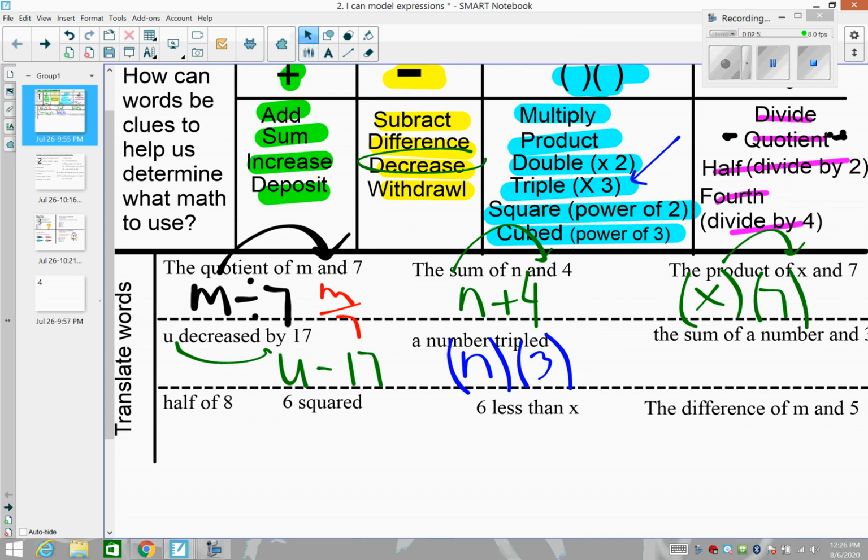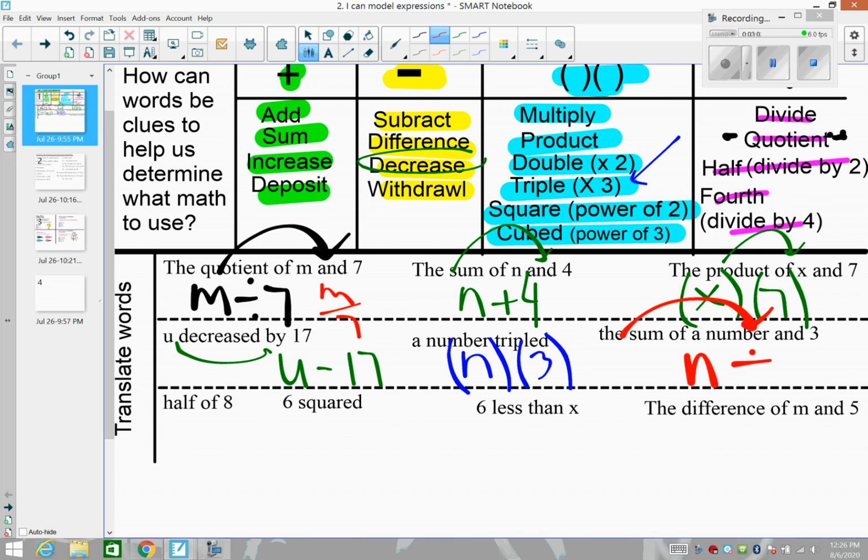All right. Hopefully you're doing okay. So here comes that word again, the sum again. This time it's a little bit different, right? So it says, well, I guess it's very similar. The sum of a number and 3. So these two are very similar. I thought they were different, but I was wrong. First time ever. Next one, half of 8.